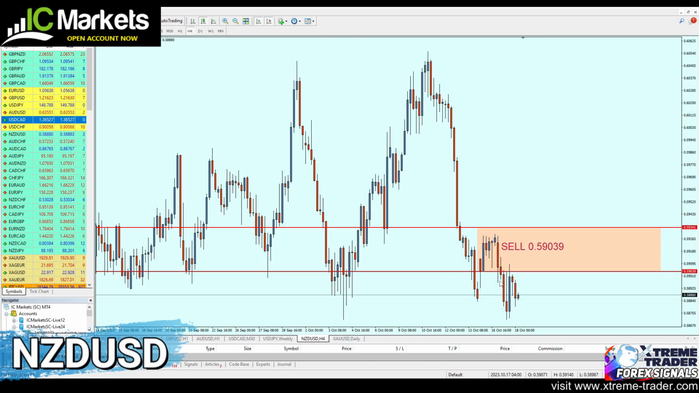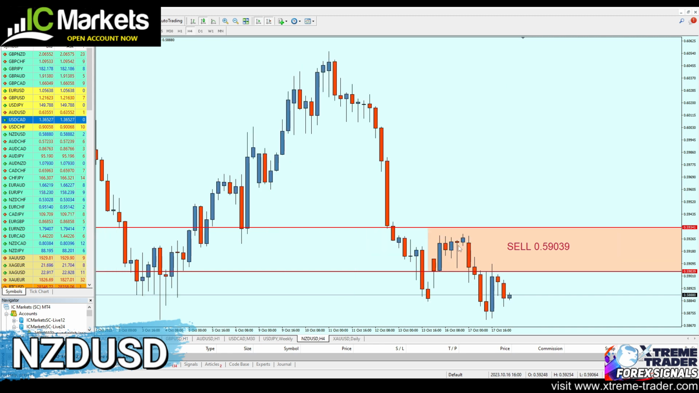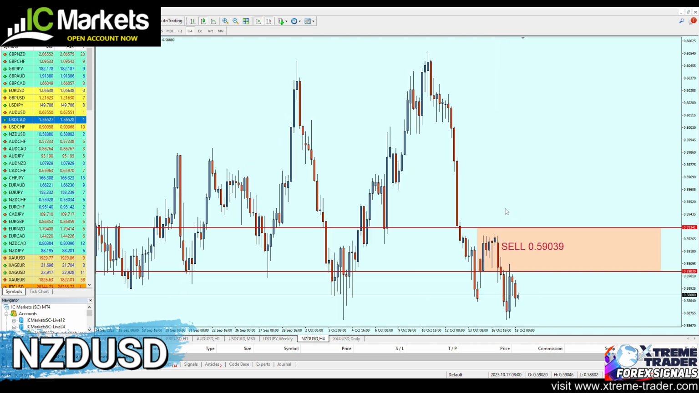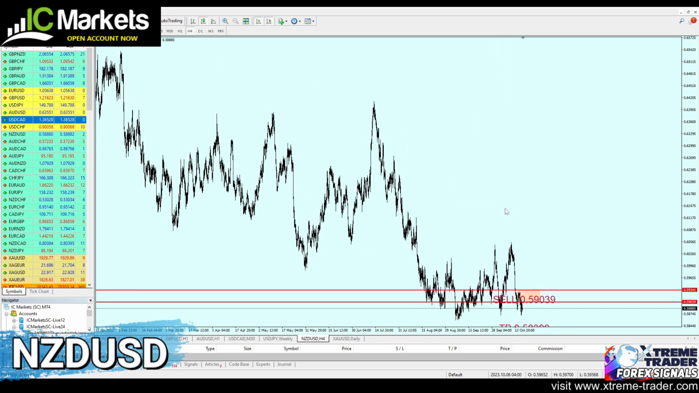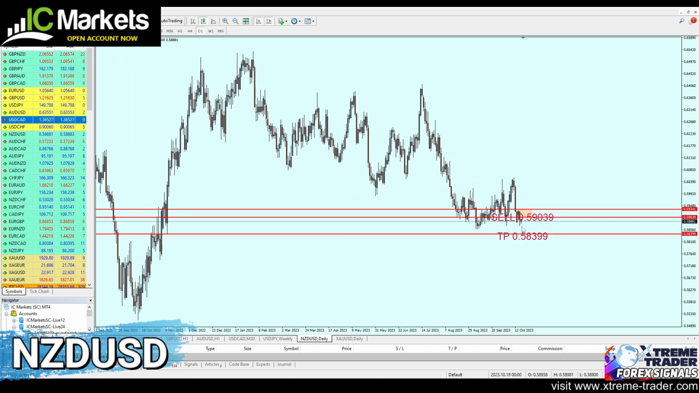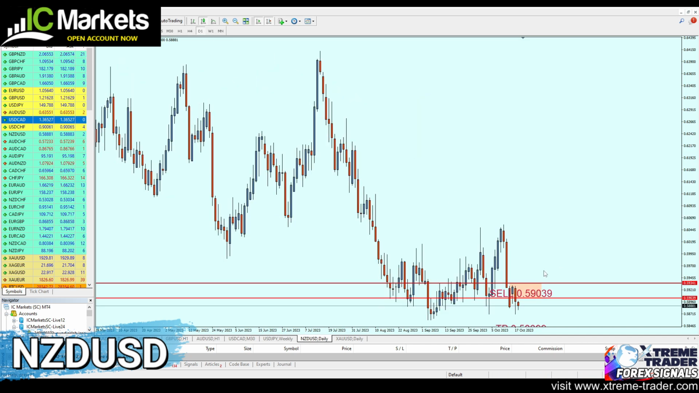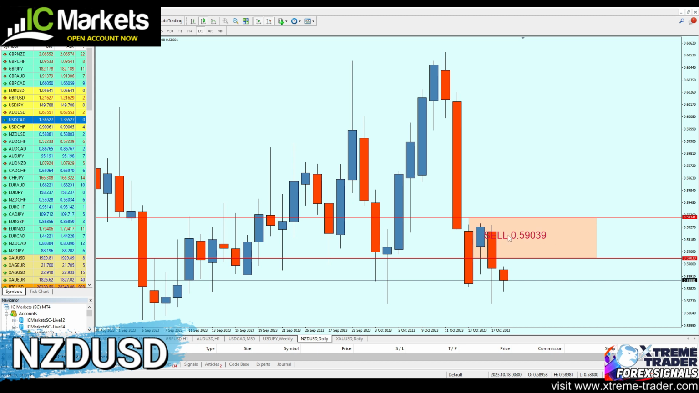Alright, so NZDUSD has been a good signal. Finally, it has reversed after running inside of the safe zone, and right now it's running about 17 pips of profit. I believe that this signal is going to remain the same. The bearish movement is still strong, and right here on the daily chart we're having this price action.